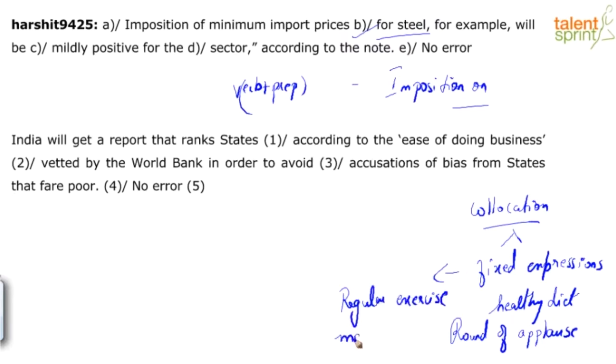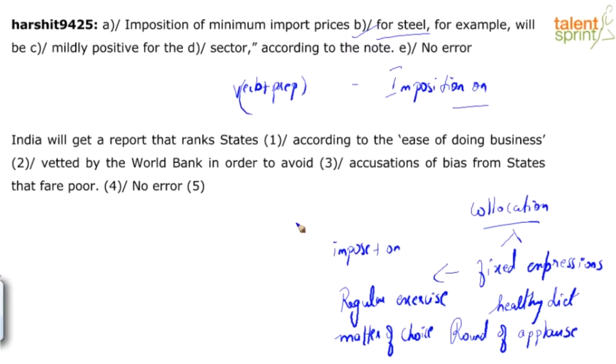Matter of choice is a collocation, right? Impose on is a collocation. Verb plus. So please go through that. India will get a report that ranks states according to the ease of doing business vetted by the World Bank in order to avoid accusations of bias from states that fare poor.